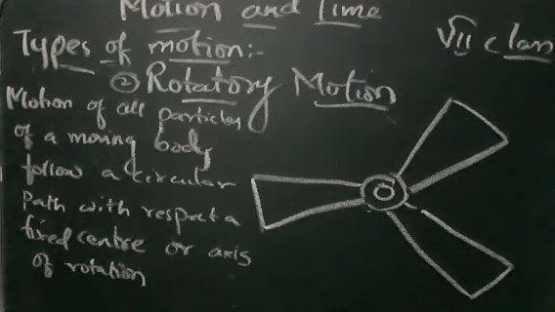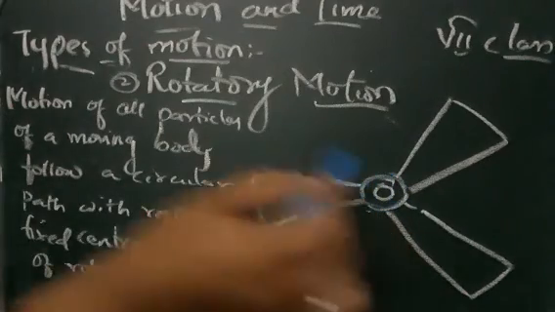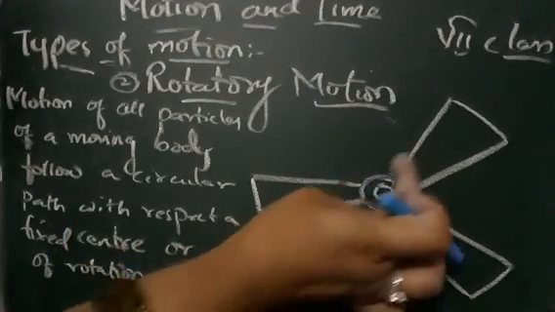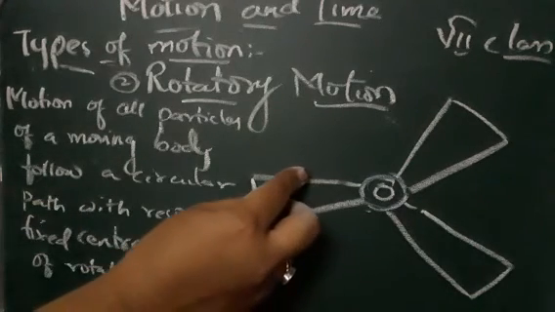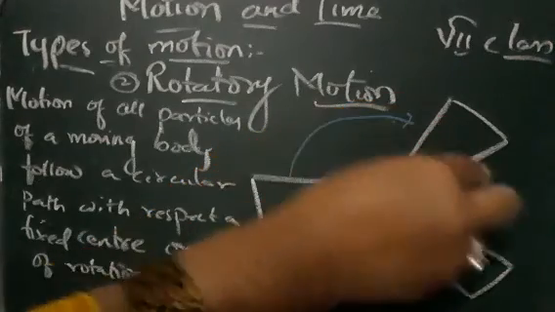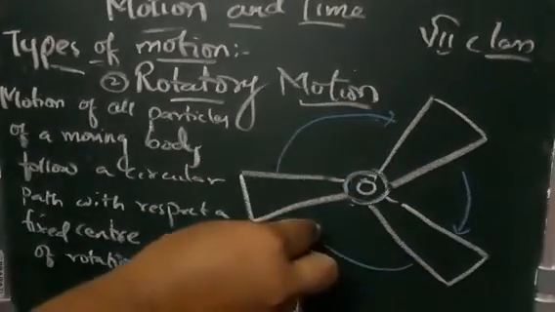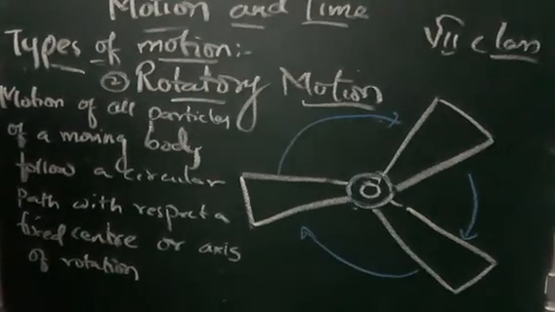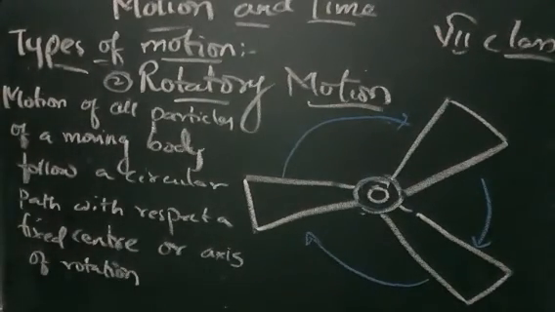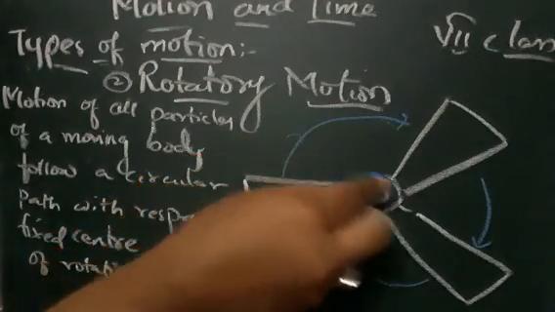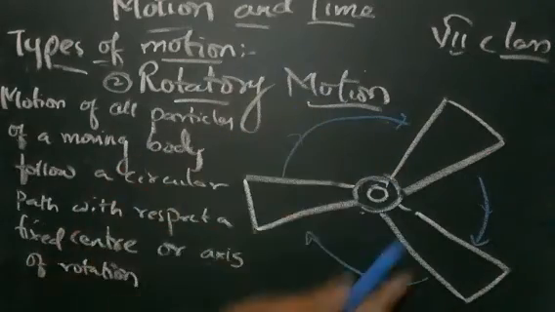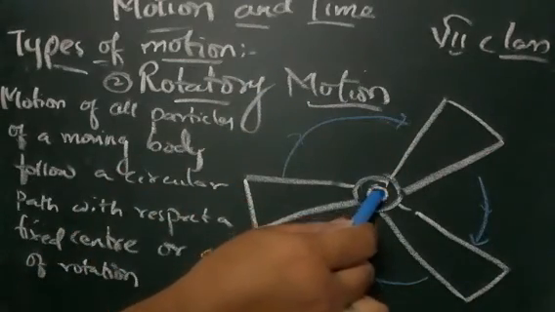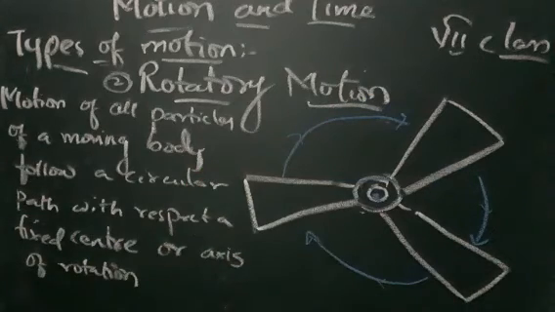For example, a fan has a fixed center in the middle. It has one holder which holds the three blades of the fan. When you switch on the fan, it starts moving in a circular path. It is rotating like this, and the fixed center is here. With the help of this center, it is moving in this direction, following a circular path.